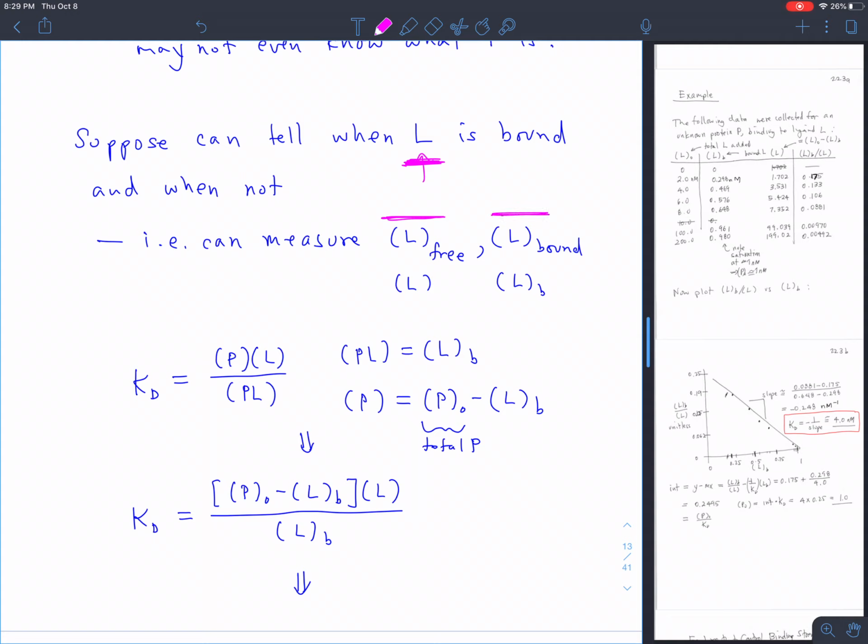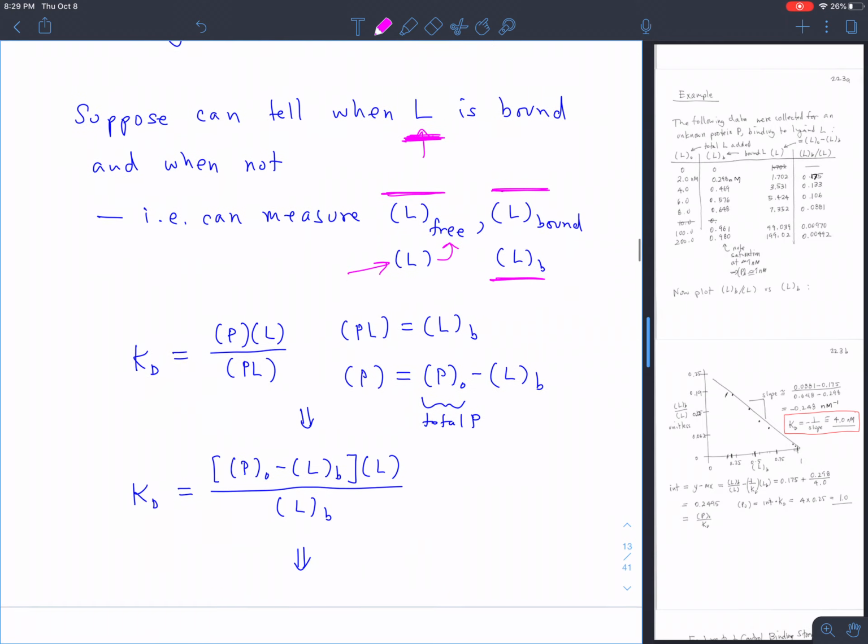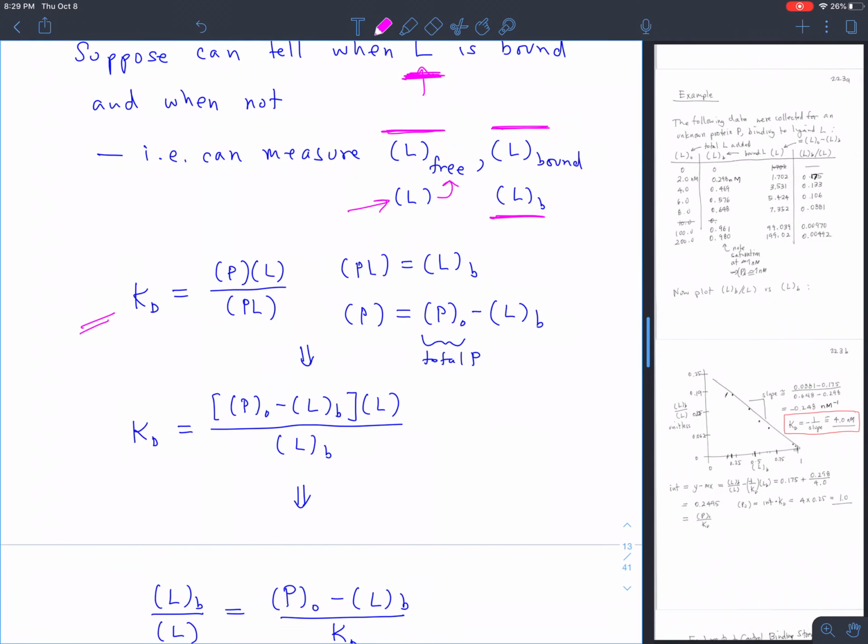I'm going to simplify notation by saying that the symbol L here means L free. That's the free ligand concentration. And the bound ligand we'll call L sub B. All right, so we have our equilibrium constant expression. These are all equilibrium values of P and L and PL, or activities really. Again, we're simplifying things so that activities become molar concentrations.